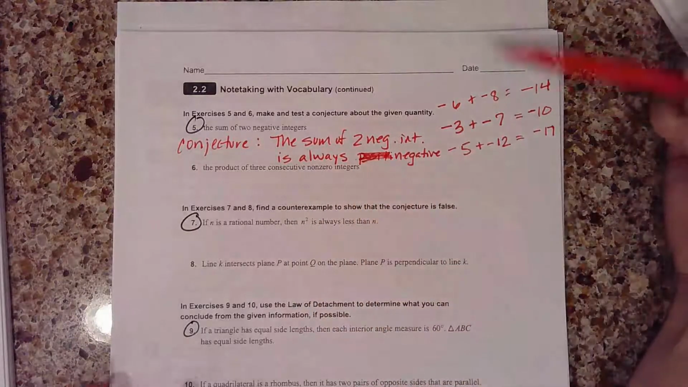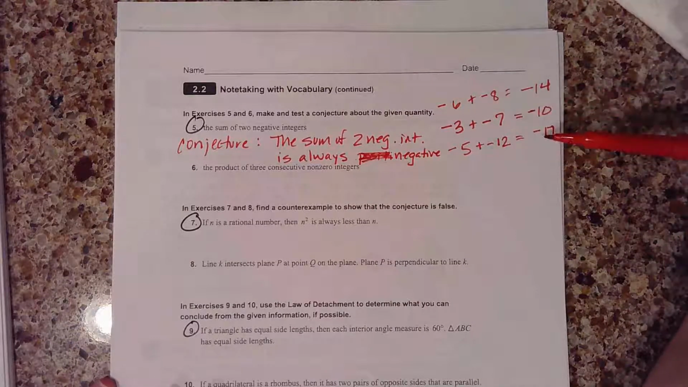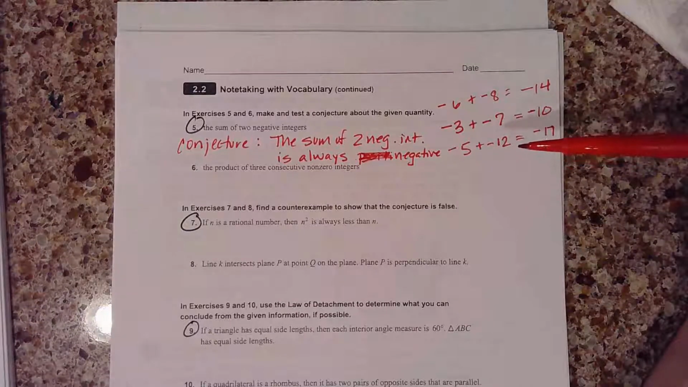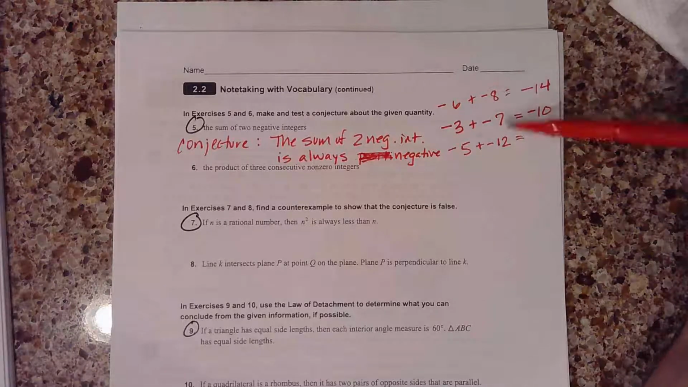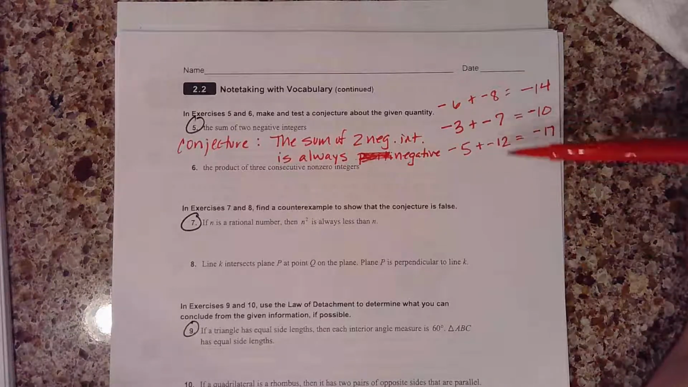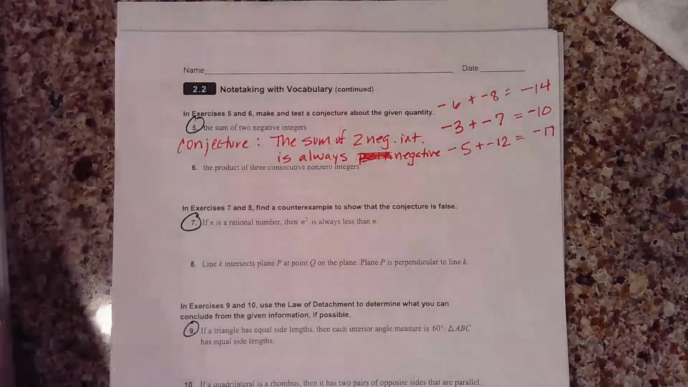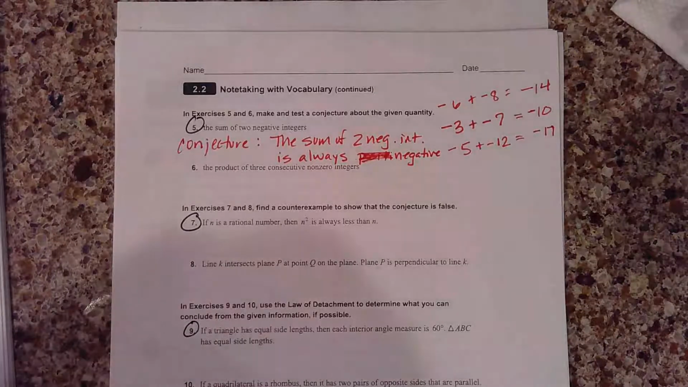So that was my conjecture. The sum of two negative integers is always negative, because I tested on a few different scenarios and I used a couple different types. I tried two even, two odd, and one of each, just so I could test out my conjecture. And I tried not to use just numbers between 0 and -10. So I tried to get some variety in there, just so I could see if my conjecture was indeed worthy, or base test enough.